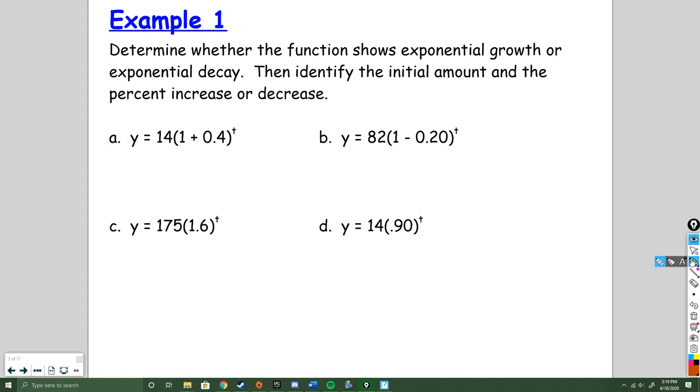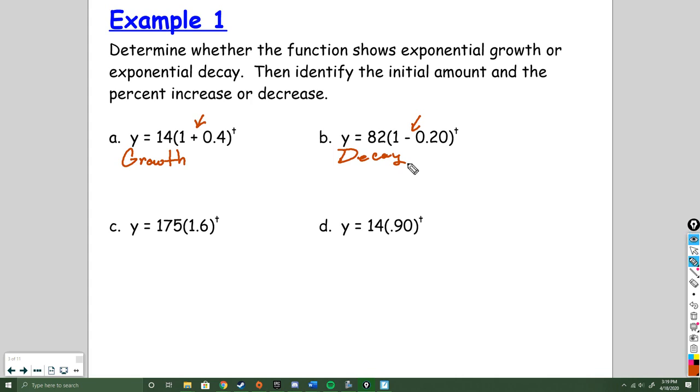Now, in terms of figuring out whether it's exponential growth or exponential decay, that could be very easy. In part A, we can see that it's going to be exponential growth because we're adding something to 1. So that value that we're continuously multiplying by is going to be greater than 1, causing exponential growth. Whereas in part B, that value that we're going to multiply by, since we're subtracting 0.2, is going to be less than 1. 1 minus 0.2 would be 0.8, so this would decay over time.